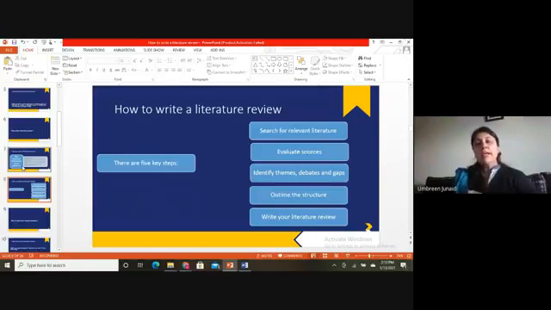Then number 4 is outline the structure. Now you are going to write your literature review chapter. So you will outline the structure, that how are you going to write your chapter? What exactly are you going to mention first? Then what next? You are going to outline what would be the structure of your chapter of literature review. And then finally, you will write your literature review.